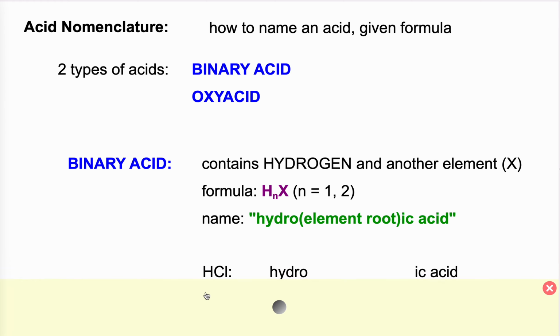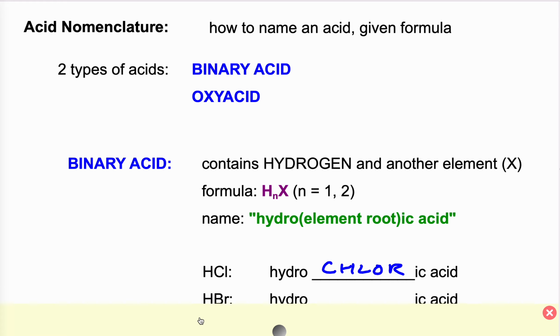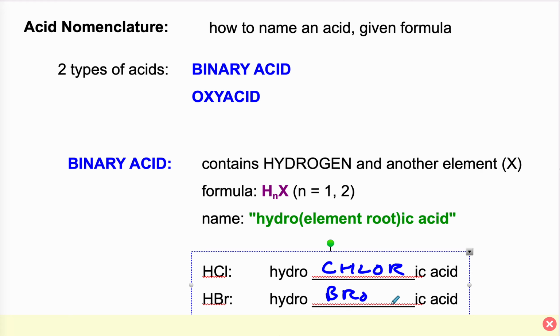Let's do an example. If I give you the formula HCl, you recognize that the other element X is chlorine. The root of the name of the element chlorine is chlor, so we will call this hydrochloric acid, which we're familiar with. Likewise, HBr contains the element bromine. The root of the name of the element is brom, so we will call this hydrobromic acid.